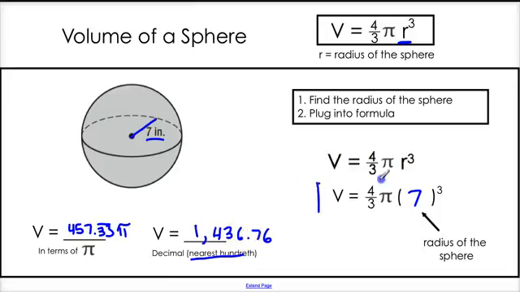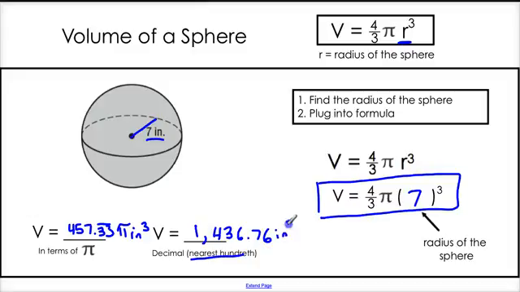Just plugging into this formula right here. Now, we can't forget our units, so this is inches. And since it's the volume, we always put to the third power, right? Because there's 3 dimensions. And that's how you find the volume. Now, there's really not much else to tell you. That's the lesson for you guys.